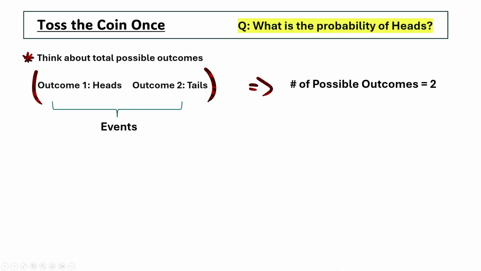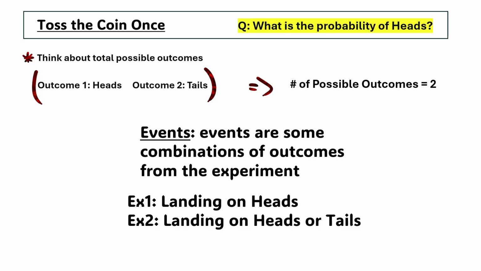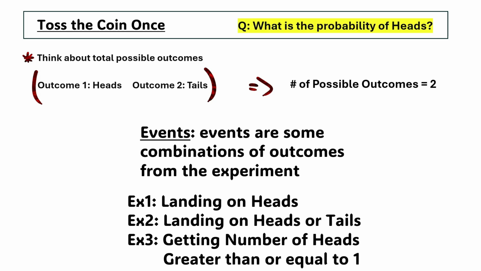So then what are events? Well, in this video, events are going to be some combinations of outcomes from the experiment. To give you an example of what events are, coin landing on heads would be one example. Another example would be coin landing on heads or tails. Another example is getting number of heads greater than or equal to 1.